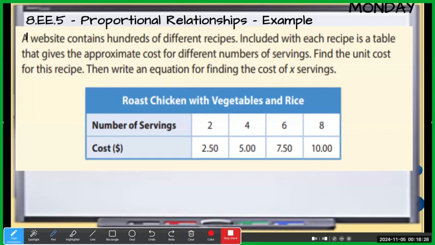All right, so this is our first example. I guess I'll look at it. It told me to find the unit cost, and then we're gonna make an equation. How can I find my unit cost? Proportional relationship. Divide what?